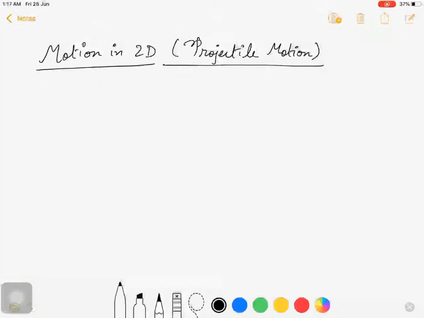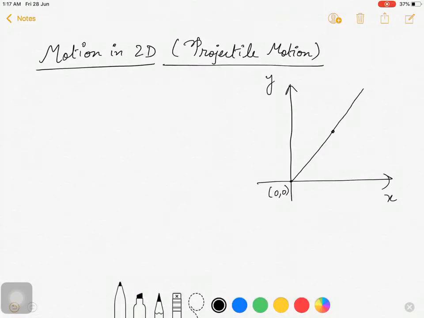In this lecture, we will discuss motion in two dimension. So for this, let us consider a two-dimensional plane, the xy plane. Let us consider a particle at origin (0, 0). Now this particle is changing its position and moving in this direction. Let us consider at time t its coordinates.